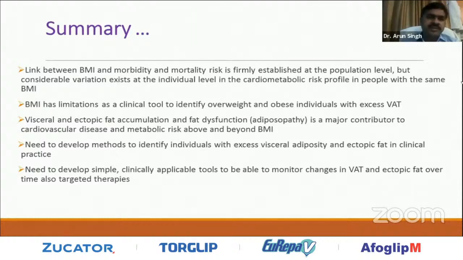And simultaneously, there is need to develop simple and clinically applicable tools which can be useful to monitor changes in visceral adipose tissue and adipocyte function over time. And also, there is need to develop targeted therapies to address the problem of ectopic fat, visceral fat, and adipocyte dysfunction. That was all from my side.